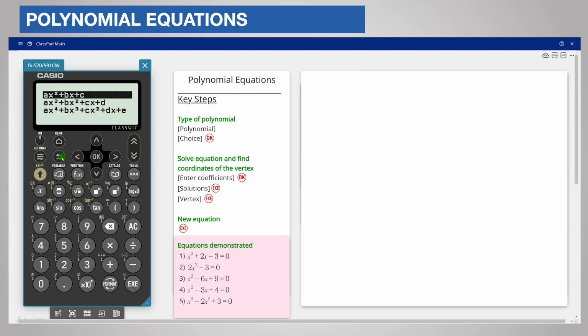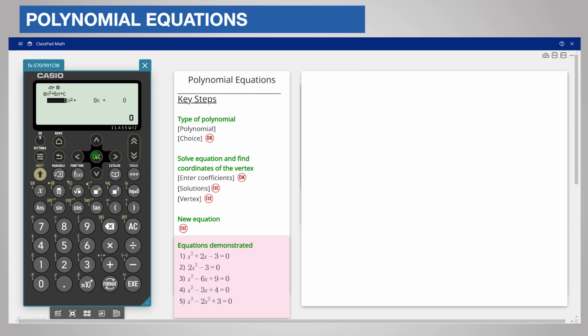You must now choose the type of polynomial. We will start with equation 1, which is a quadratic, so choose the first option. The input screen displays the terms of the equation. You must enter the coefficients for each term.